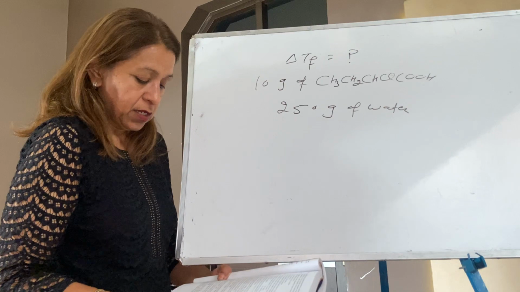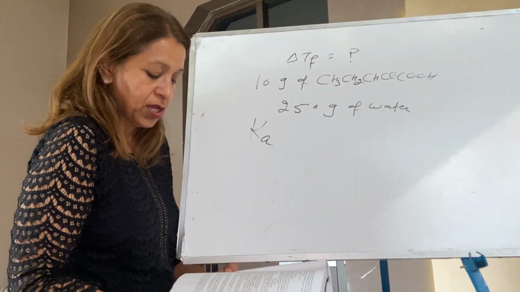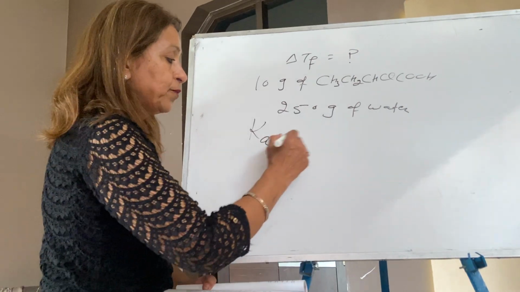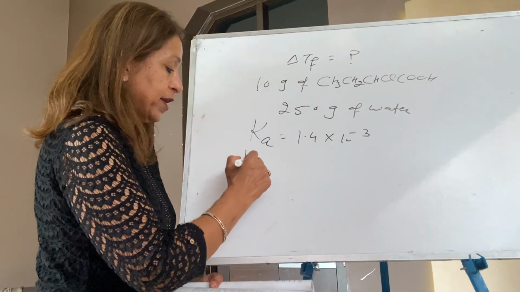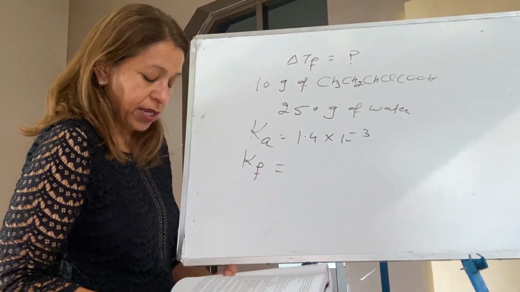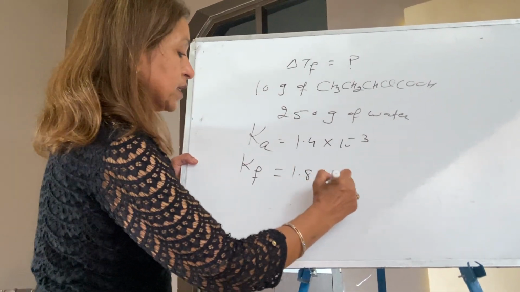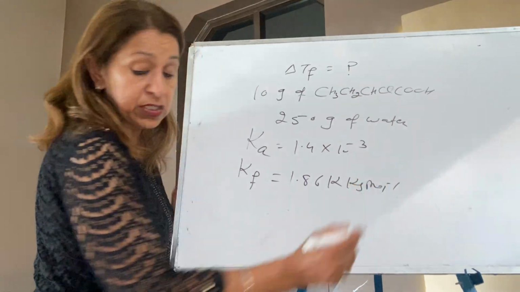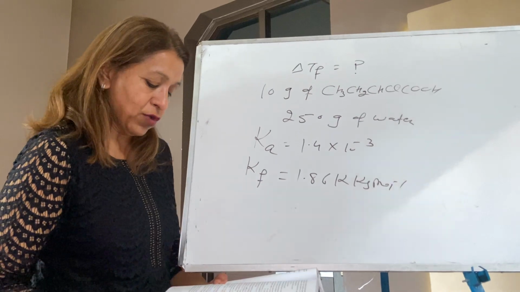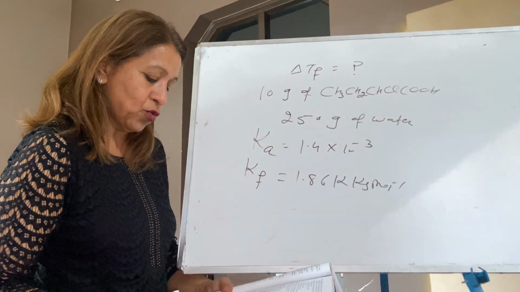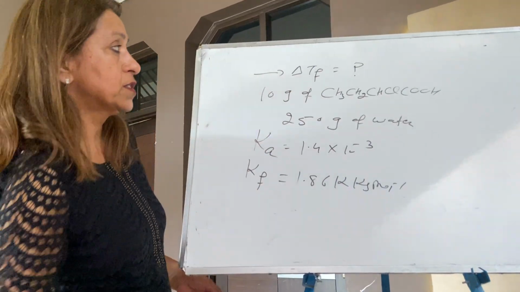The question is, Ka is given. Ka is the dissociation constant of acid, A for acid. It's 1.4 into 10 raised to power minus 3. And Kf is the molar depression constant. It is 1.86, a constant for water, 1.86 Kelvin kilogram per mole. Now what are they asking? The target is to calculate the van't Hoff factor and the depression in freezing point. Is it okay? This is given.